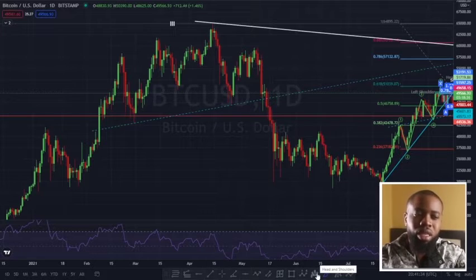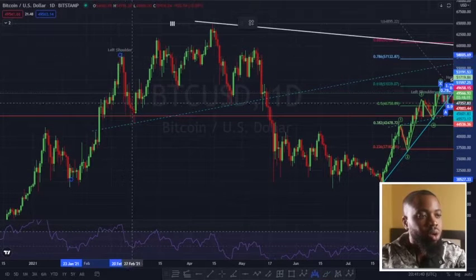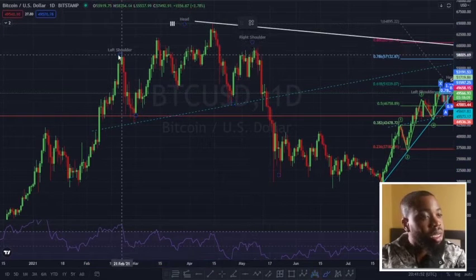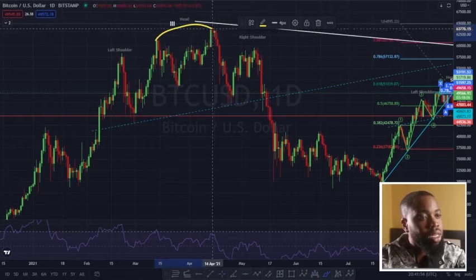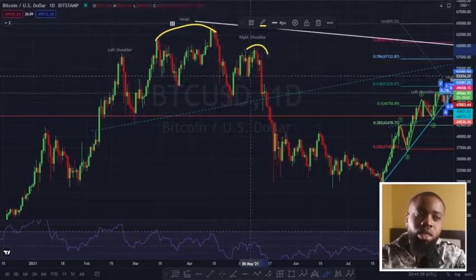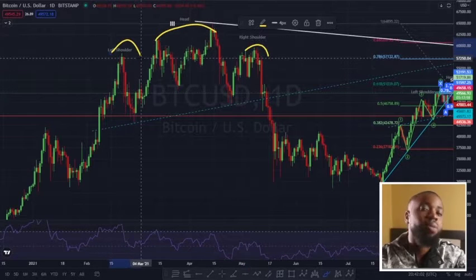If you look very closely, you're going to see that this in fact was a head and shoulder. This being our left shoulder, this whole part being our head, and this being our right shoulder. So we also had a head and shoulder play out before the dump started proper.